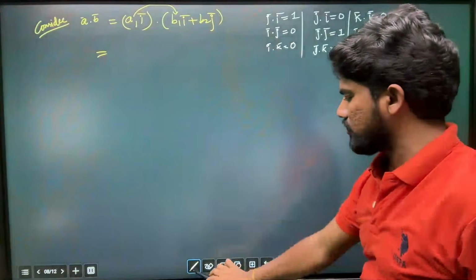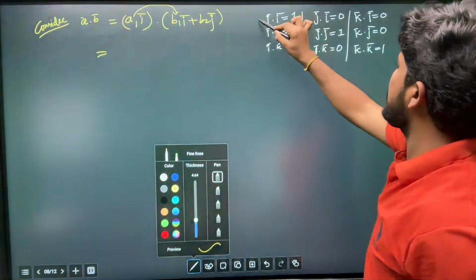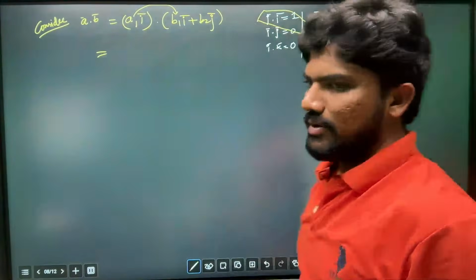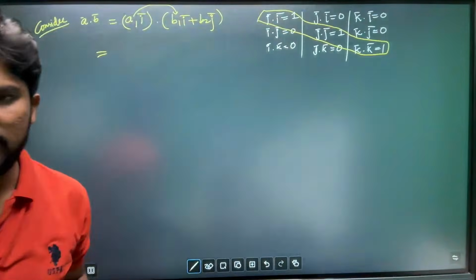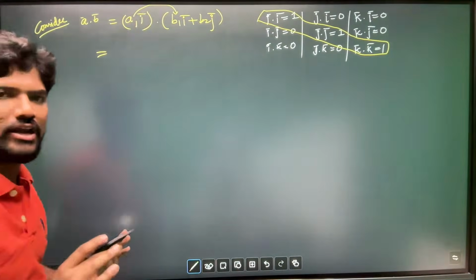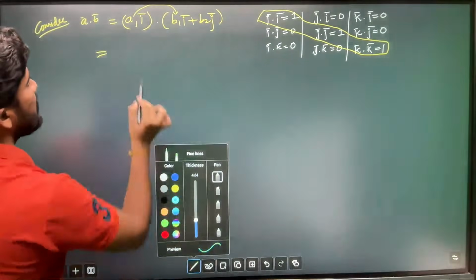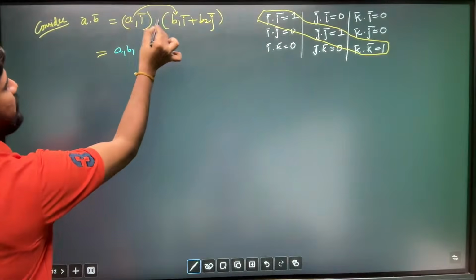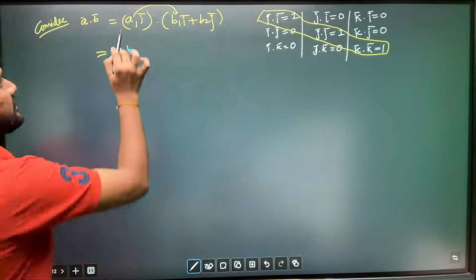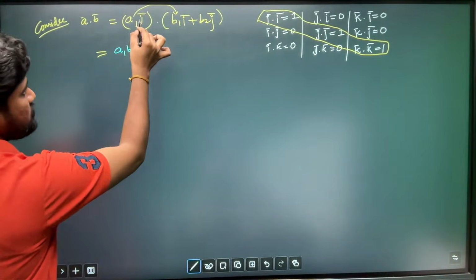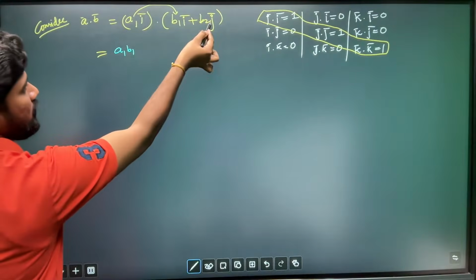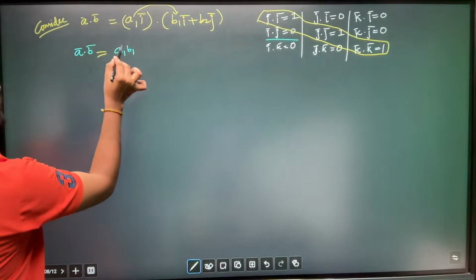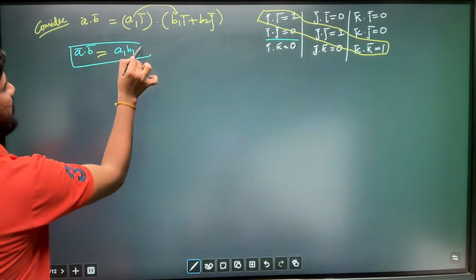Remember these diagonal values like this. Please try to remember these diagonal values. That is, I bar dot I bar, J bar dot J bar, K bar dot K bar values become 1, and clear everyone? Okay, remaining all values become zeros. Next, see here, A1 into B1, I bar dot I bar is 1. Next, A1 into B2, I bar dot J bar, according to this formula 0. So what we get is directly A bar dot B bar, which is A1 into B1.